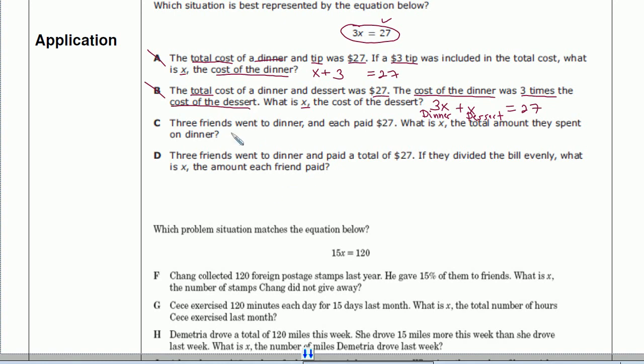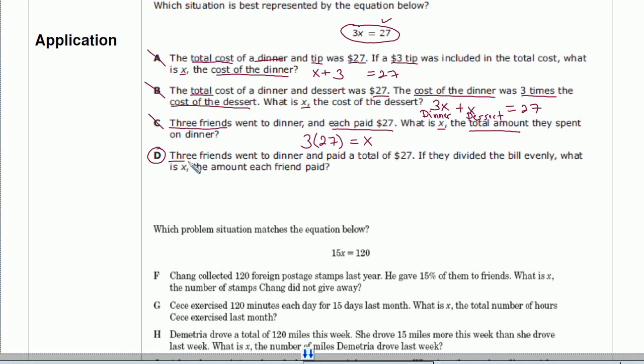Let's look at C. 3 friends went to dinner and each paid $27. What is X, the total amount they spent on dinner? So 3 friends, there's my 3 right there, and each paid $27. That means that we're going to multiply 3 times 27 to find the total amount of money, which is X. That total equals X. So again, we do have the right numbers, but they're not in the right place, so it can't be C. So for process of elimination, we know it has to be D.